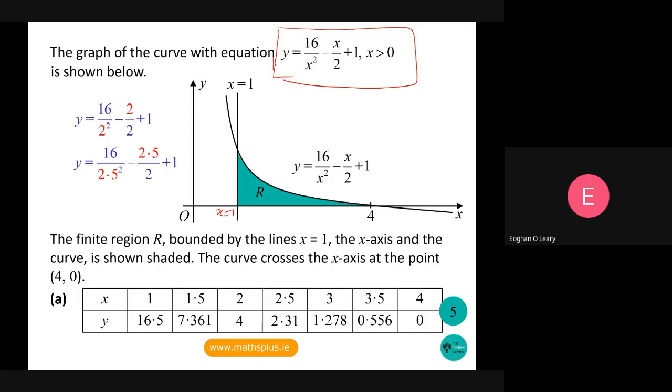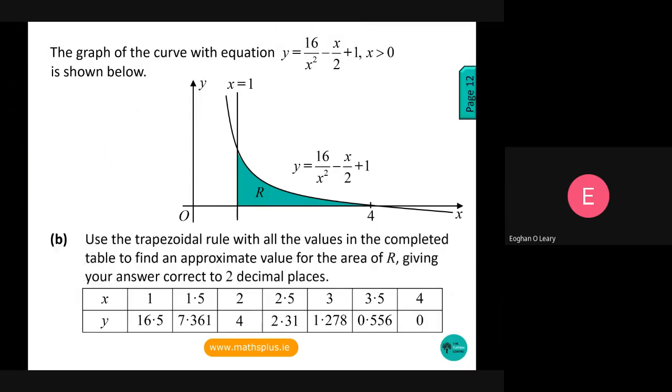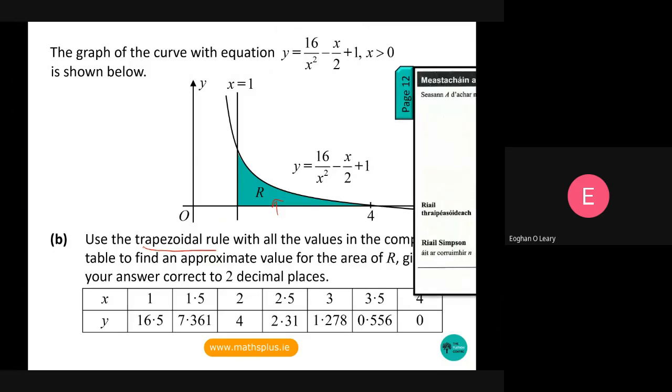But these y values are going to be important for us in one moment, because in part B we're asked to use the trapezoidal rule with all the values in the completed table to find the approximate value for the area R, giving your answer correct to 2 decimal places.